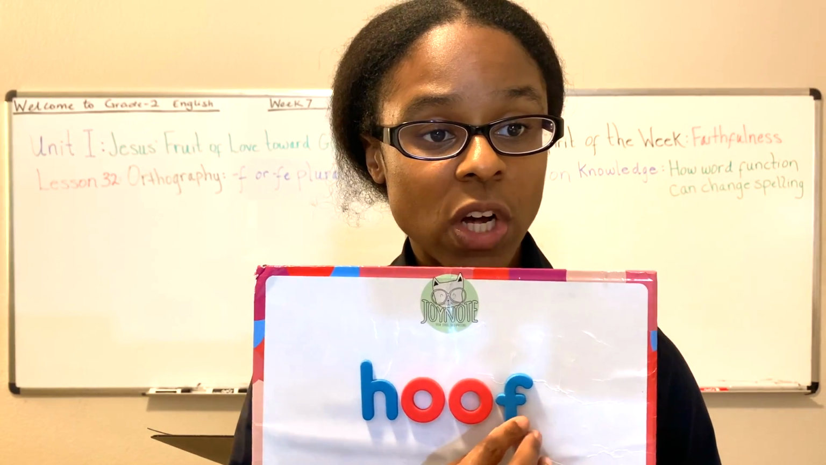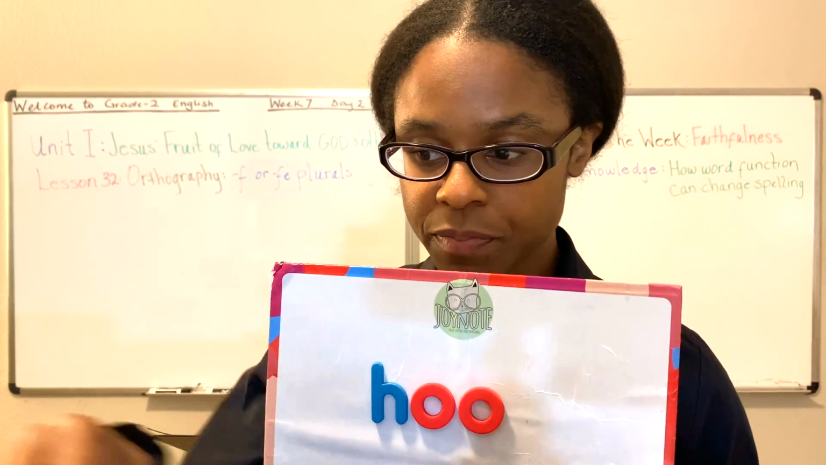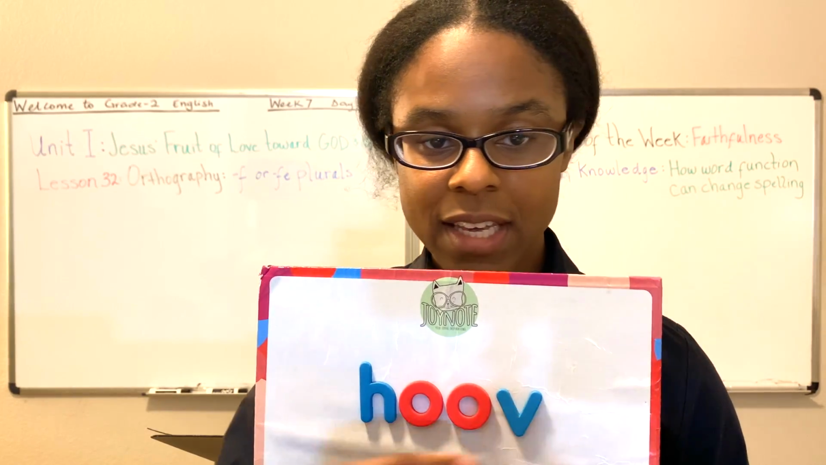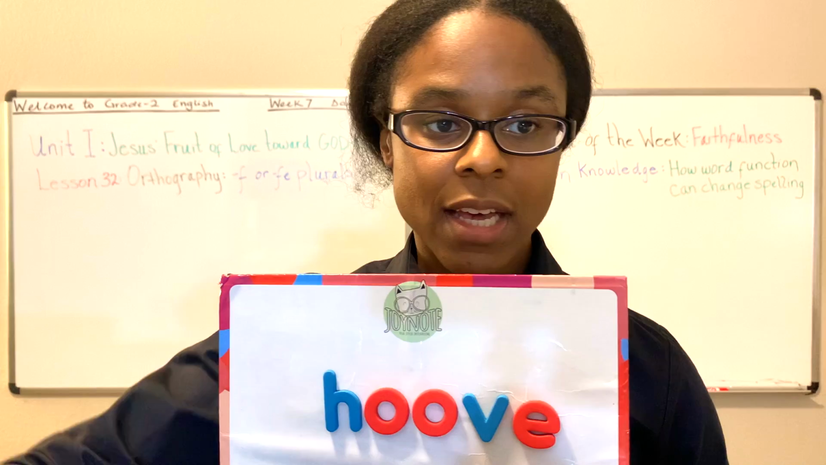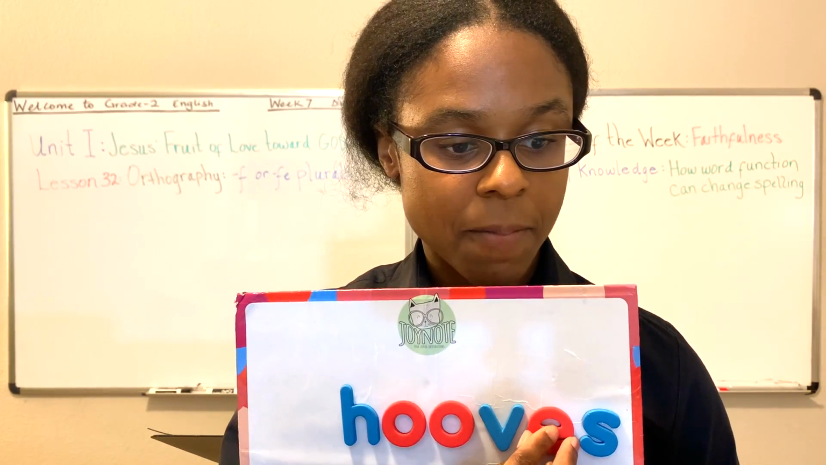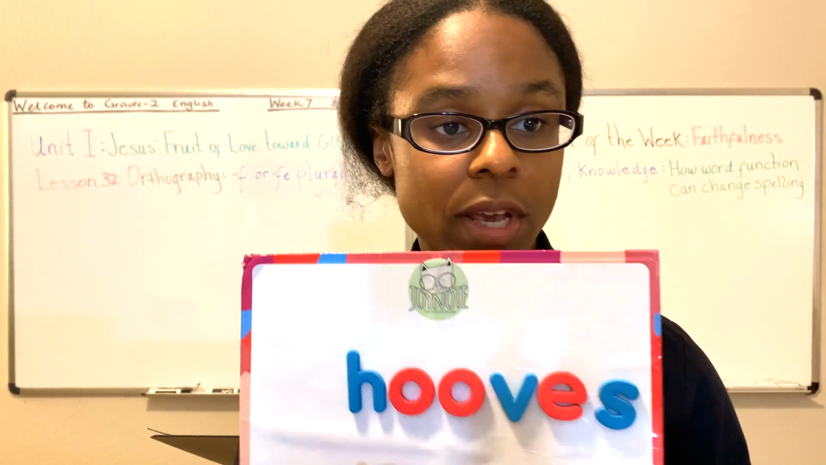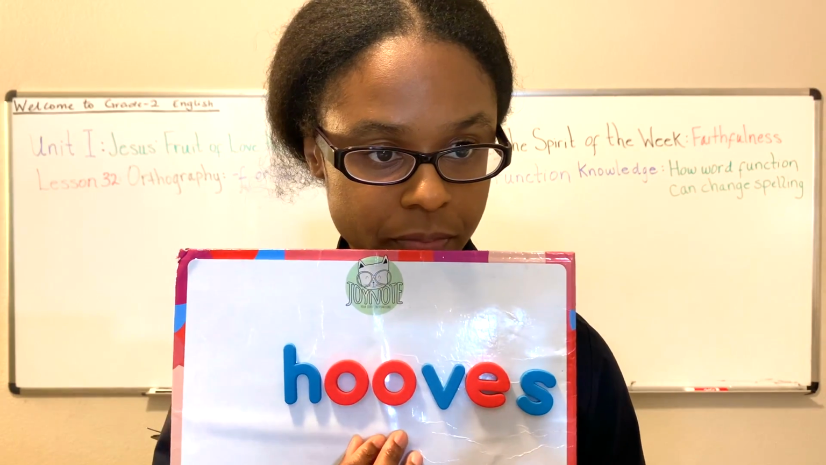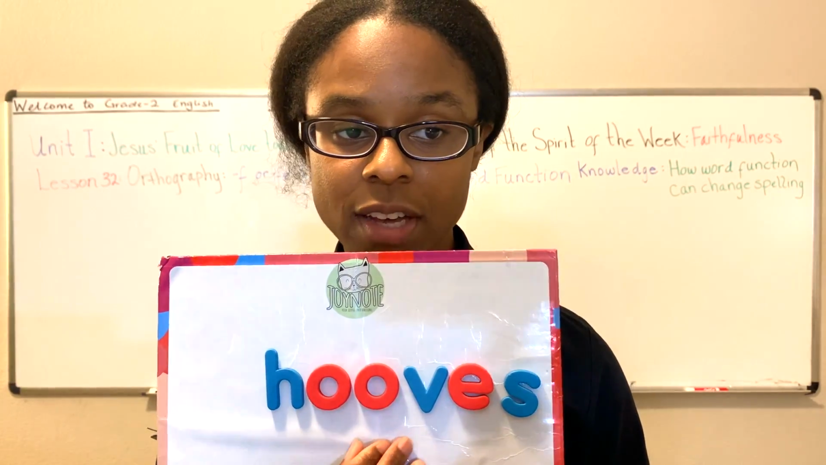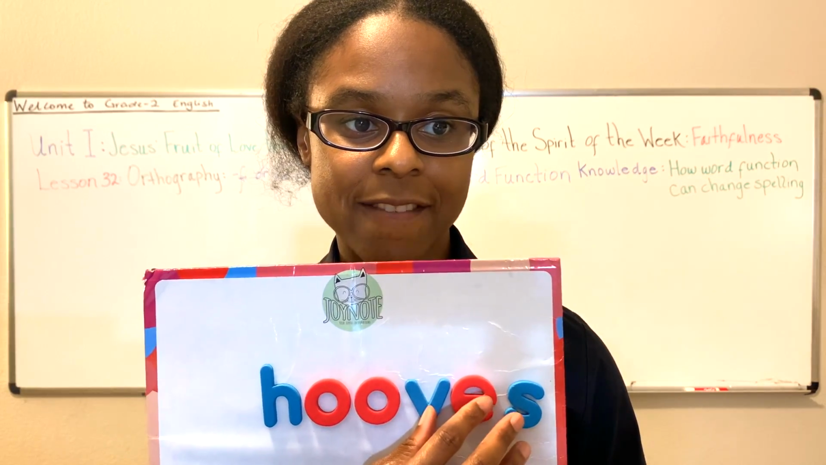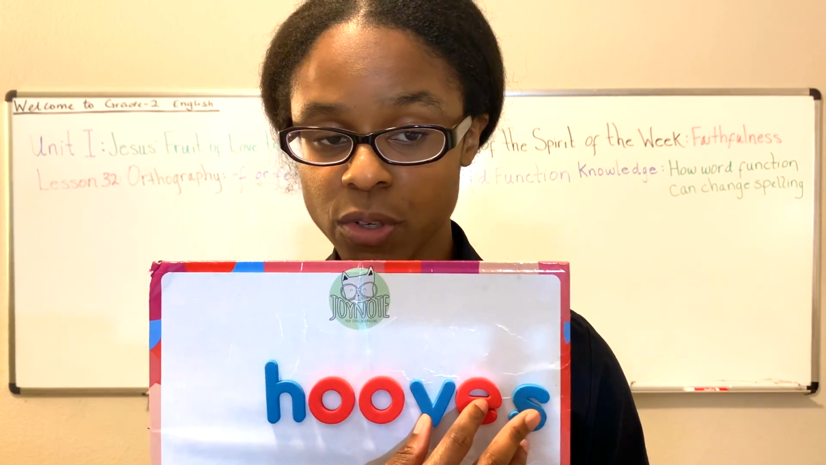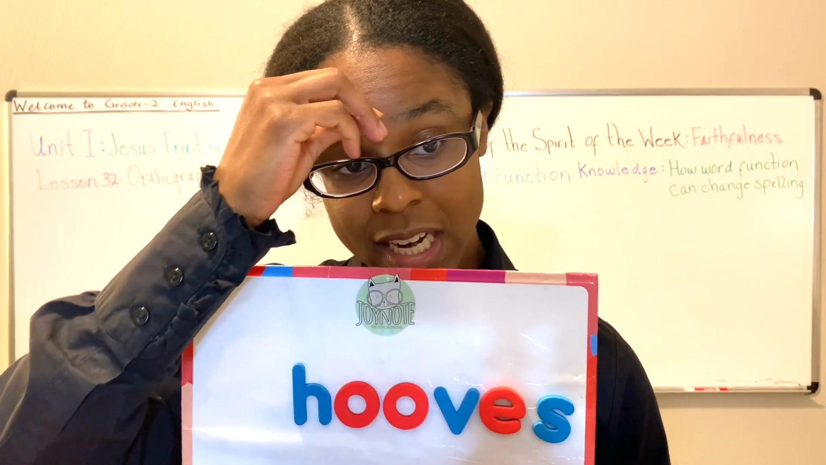What do we do? Well, we drop this F and add V-E-S to make it plural. To make it plural, we drop the F and add V-E-S. And that is how we make this word plural. It goes from H-O-O-F to H-O-O-V-E-S. What did we add? We added V-E before we added our plural letter S. Let's look at another example.